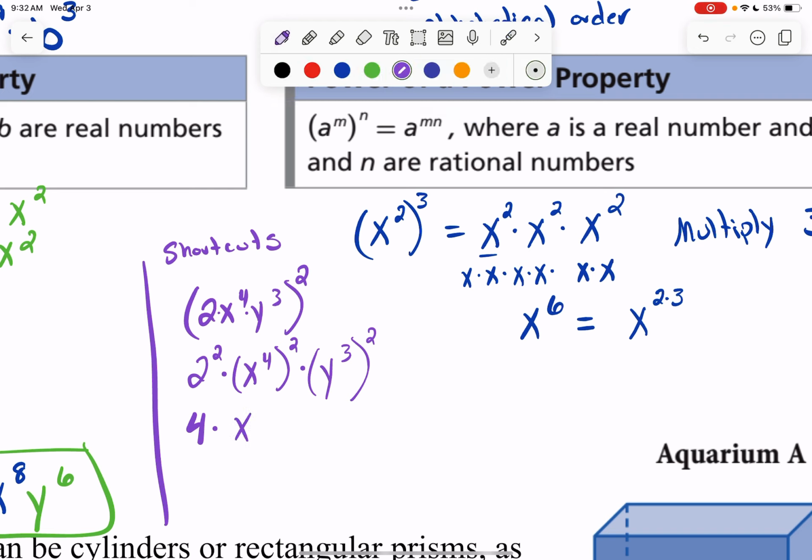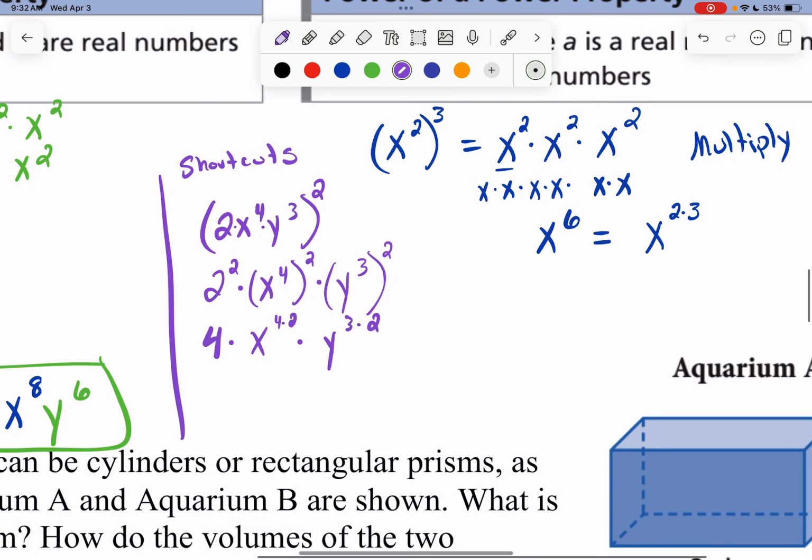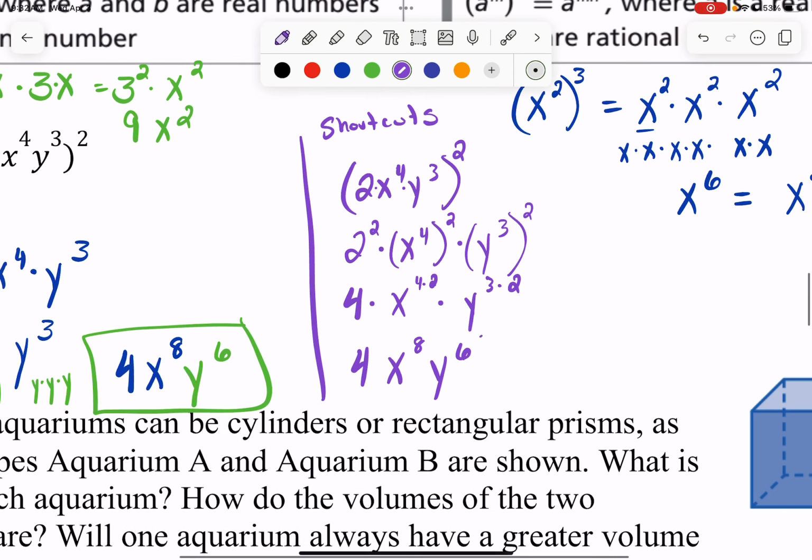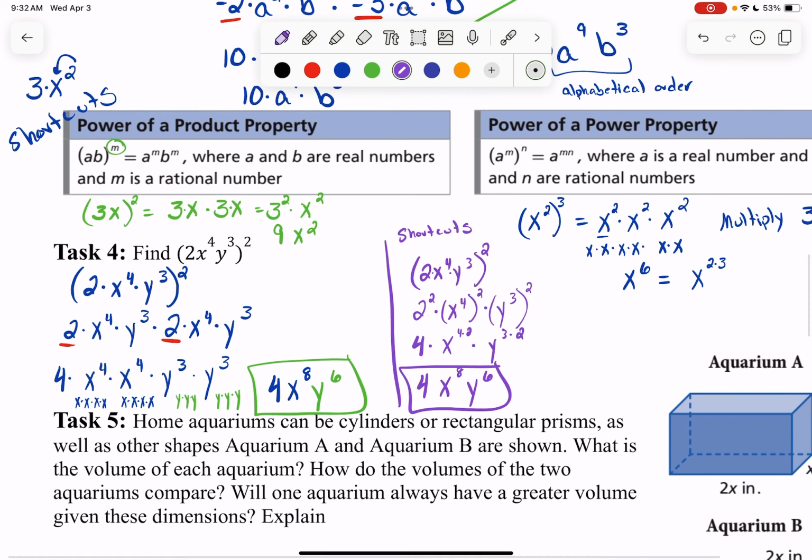So this would be x to the 4 times 2 times y to the 3 times 2. So I'd end up with 4x to the 8th, y to the 6th. Did I get the same answer? Absolutely, I did. Now, which one took less work?